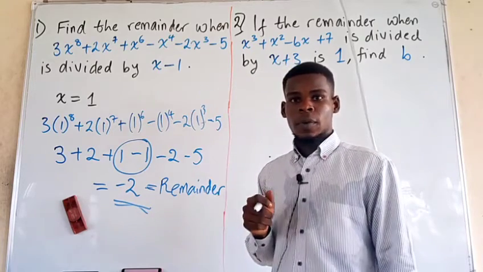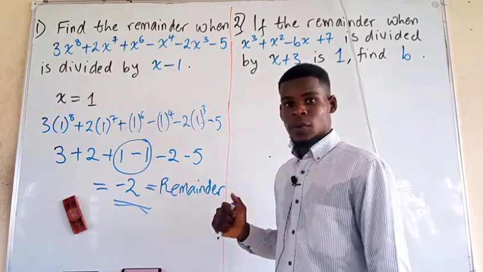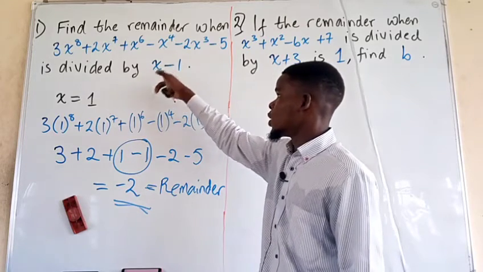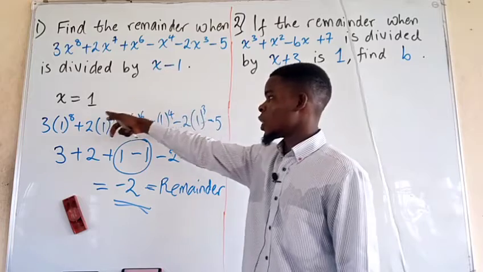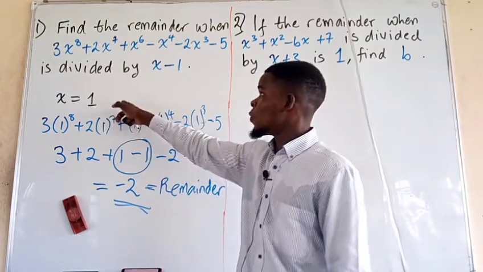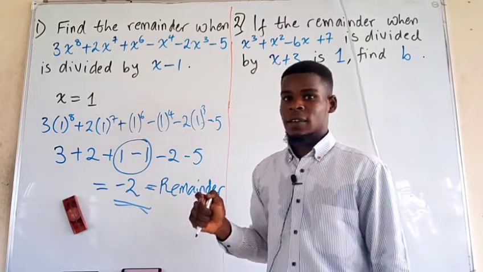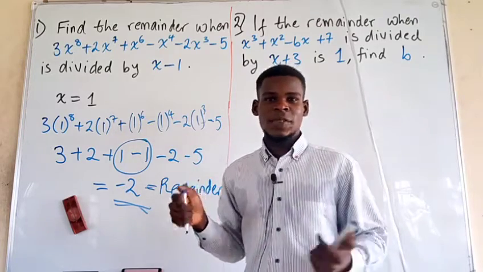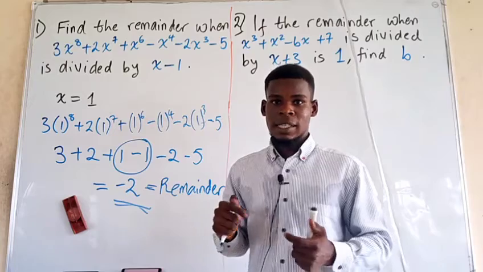Well, that is it for the first question. All you need to do is to equate this divisor to 0, get the value of x, and substitute the value of x into the main polynomial. When you do that, you simplify things a little bit and you get back the remainder as an output.